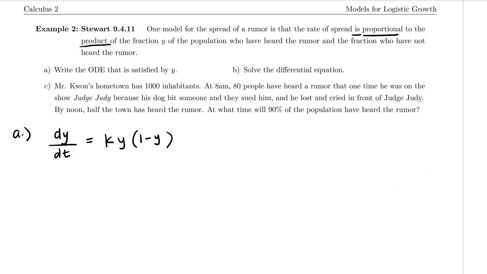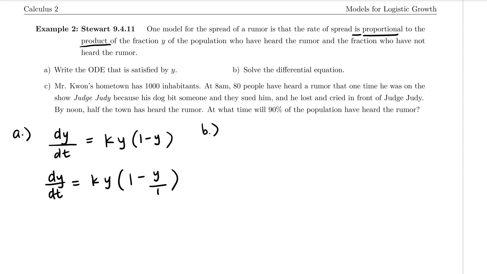So we know that this is a logistic differential equation because I can rewrite my differential equation as dy/dt equals k times y times 1 minus y, and then underneath y we would put the carrying capacity, and basically it would be 1 because the maximum number of people that can hear the rumor is 100% of the population. 100% as a decimal is the same thing as 1, so I'm going to write it like that.